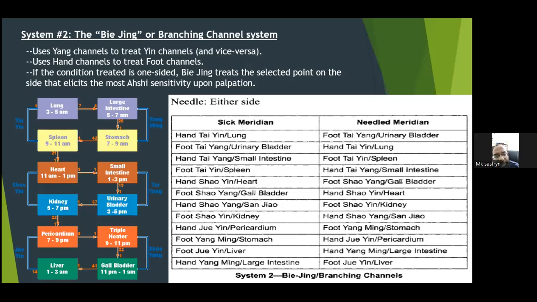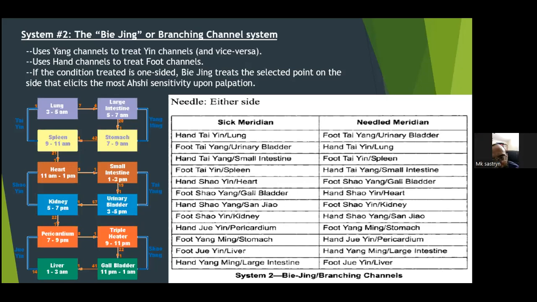What is system 2? The pain is in which channel? Urinary bladder, right? Yes or no? Yes, sir. So where will you manage? The lungs. Bladder is managed by lung. Small intestine is managed by the spleen. Spleen manages small intestine.